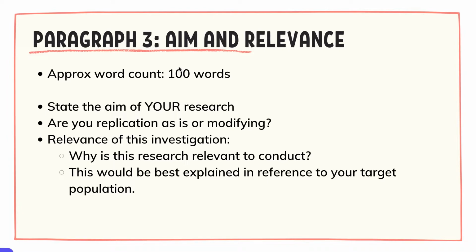That should be enough. You will first explicitly state the aim of your research. Are you replicating or modifying the original study? And then the relevance of this investigation. Why is this research relevant to conduct? What value is it going to add in conducting this research? And it would be best if you explained the relevance of this research with reference to your target population. That just makes it more specific.